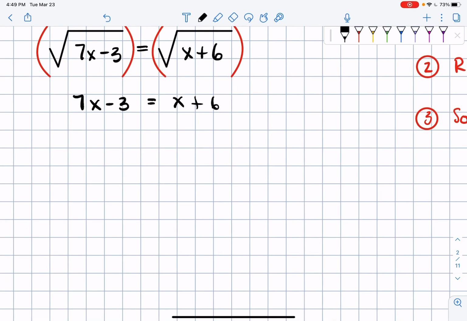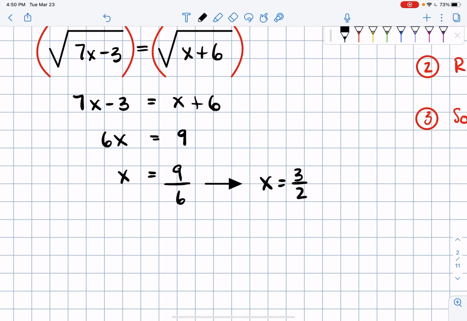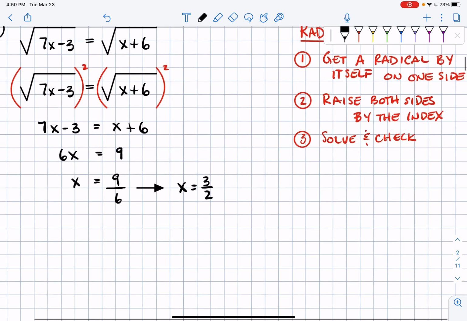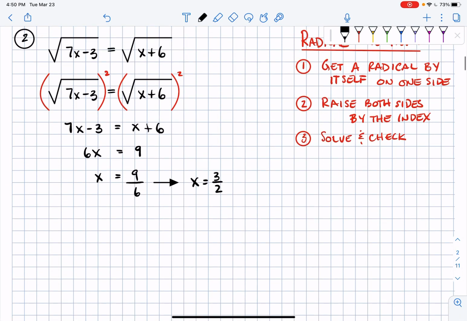Now I need to get all the x's on one side and all the numbers on the other. So I subtract the x over and get 6x. I add the 3 over and get 9. So x is going to equal 9 over 6, which is x equals 3/2. Now, I should still check this.